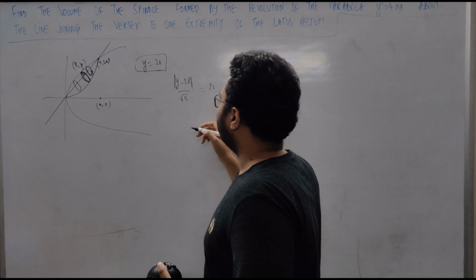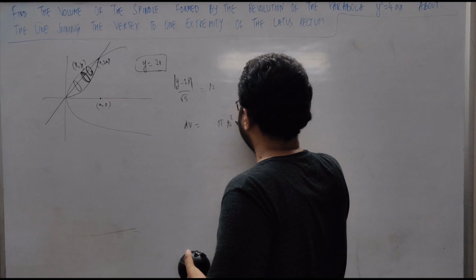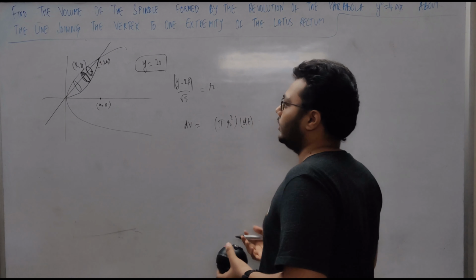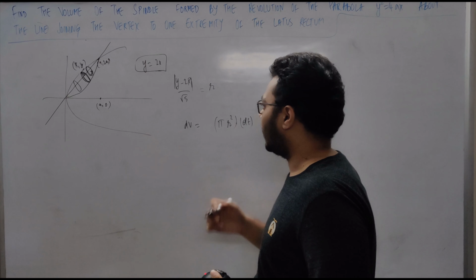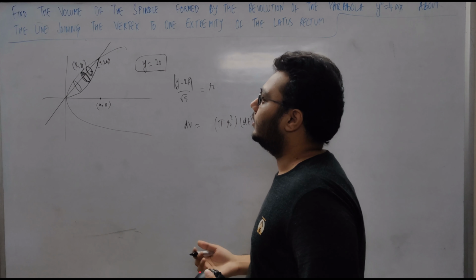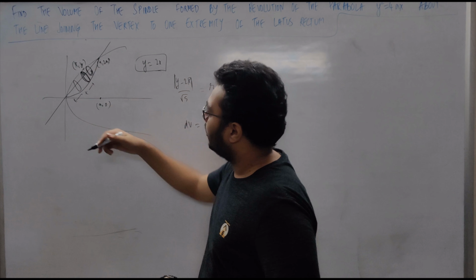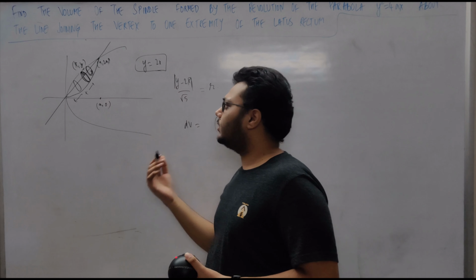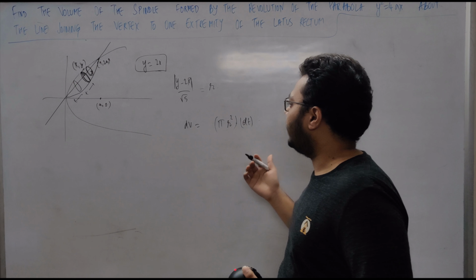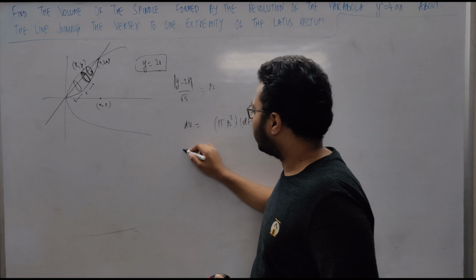Now we have to find the volume. The differential volume of that disk is going to be pi r square times the thickness of that disk or cylinder. Pi r square times dt. Now what is dt? If we know the length of this, then if we take the differential of this length, that is going to be our dt. So to find that length, we can use the Pythagoras theorem.